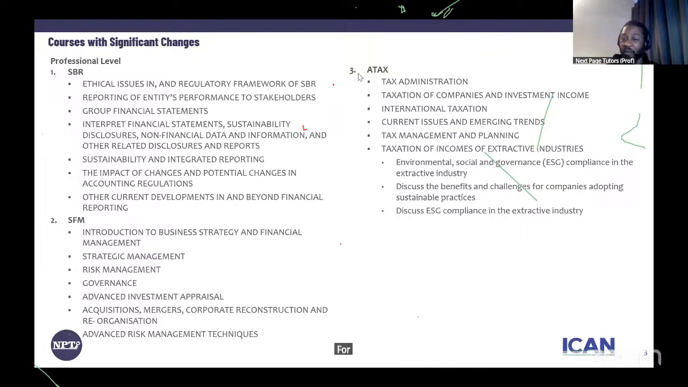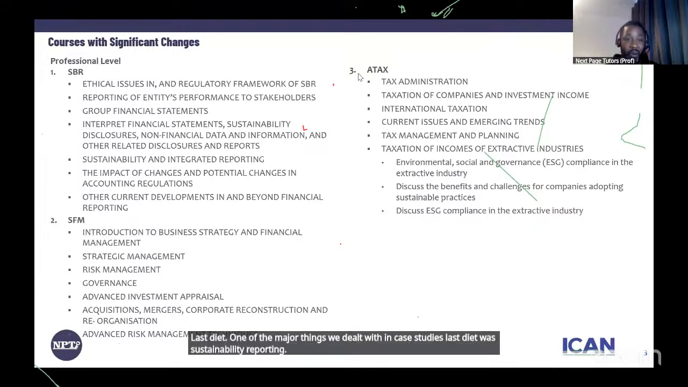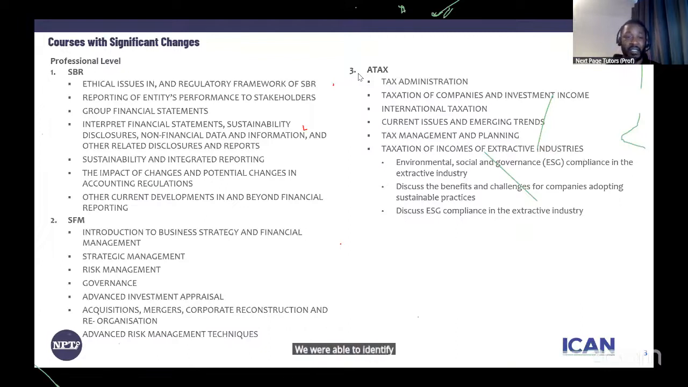For case study, guys, if we have people on this call who wrote case study last diet, one of the major things we dealt with in case study last diet was sustainability reporting. We were able to identify it clearly during our simulation classes, and they saw it in the exam, right? So in the new syllabus, it's clear. They now include it in both FR and CR, so we just need to be aware of these areas that they are interested in. You will see it reflecting in your exams. You will see it live reflecting in your exams.